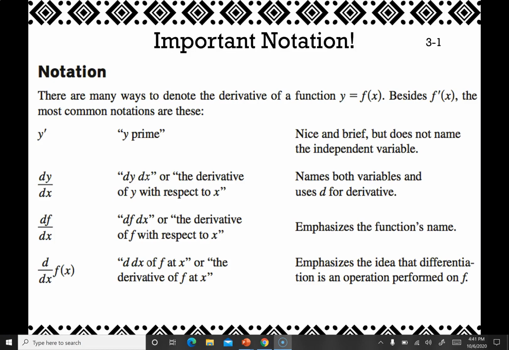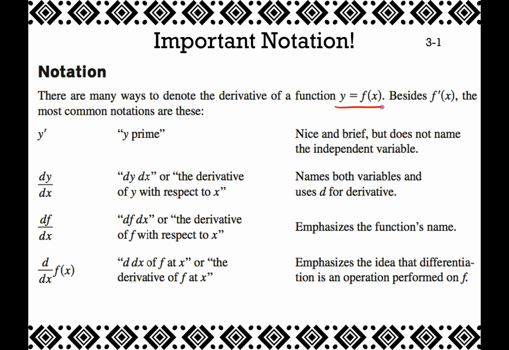Let's talk about how we can denote a derivative, which means how can we write a derivative in different ways. Calculus likes to make things difficult for you by having different notations for the derivative. What have we seen before? Well, we've seen that if y equals f of x, then our derivative is f prime of x.